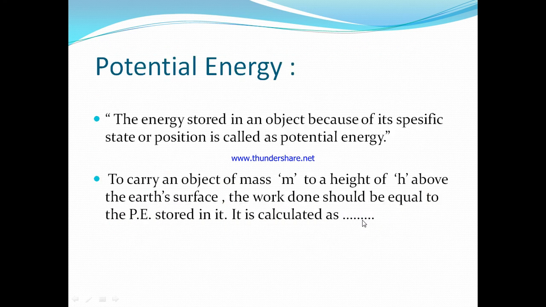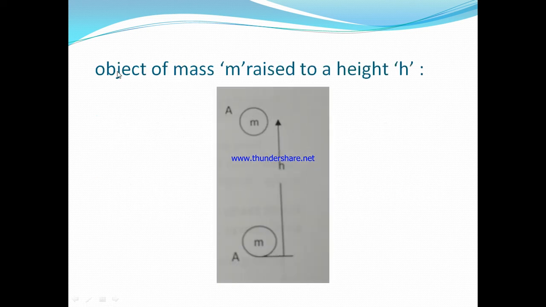That is what? The potential energy. The energy stored in an object because of its specific state or position is called potential energy. To carry an object of mass m to a height of h above the earth surface, the work done should be equal to the potential energy stored in it. Suppose an object of mass m is to be taken from the surface of the earth to a height h, see how much work is done.